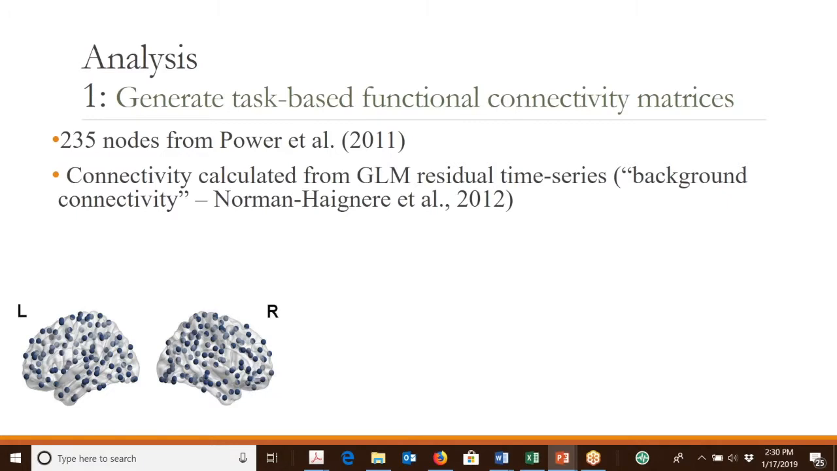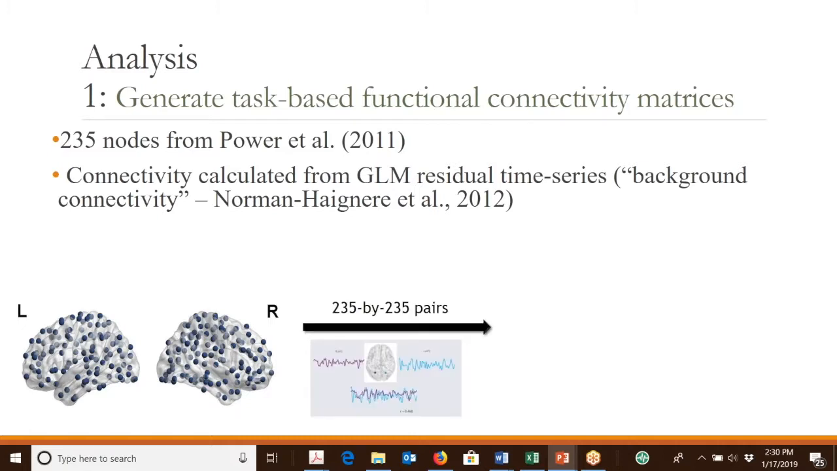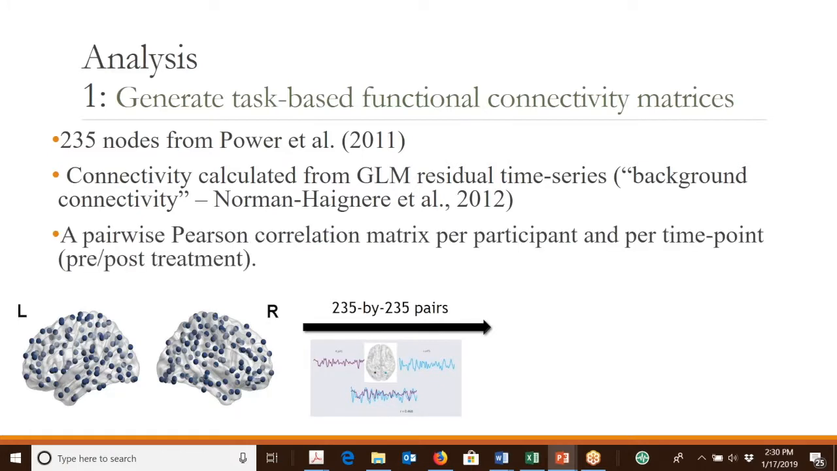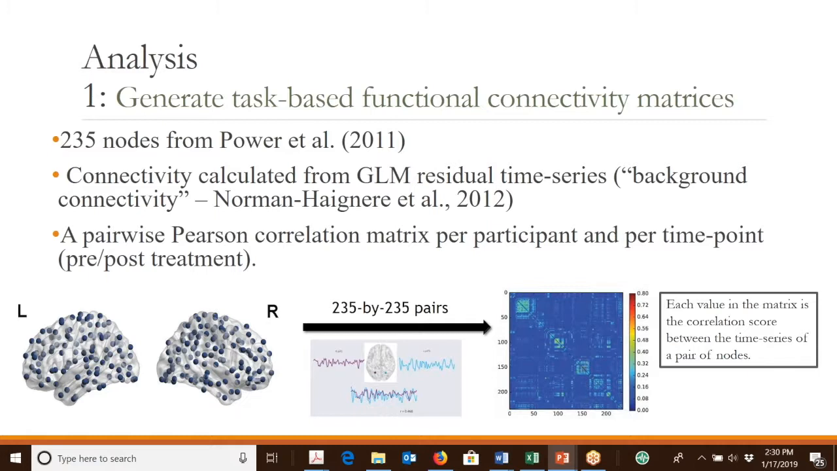And the connectivity that we're computing is the connectivity, or the time course, of the residual of the GLM time course from the task. I'm happy to talk some more about that particular connectivity measure. But needless to say, it's a measure of the time course of activity that's associated with performing the task. So for every pair of these nodes, we compute the correlation of the residual time series, and we generate a correlation matrix that reports those values.